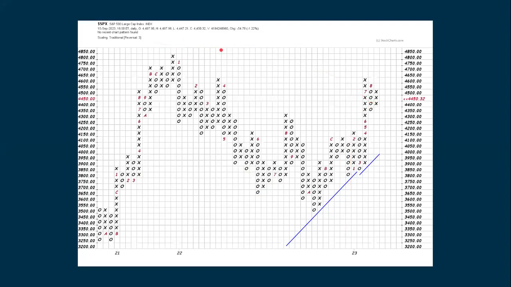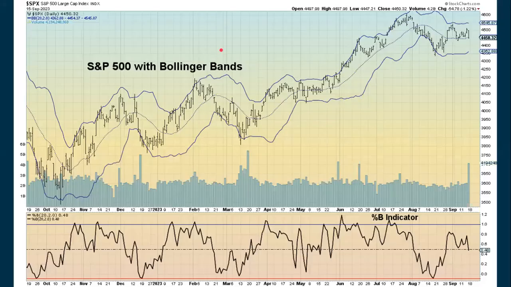There's no signal that's been generated, so I haven't been showing that. The percent B indicator measures when we're either above or below the upper or lower Bollinger Band. Right now, we're just about at the midpoint.